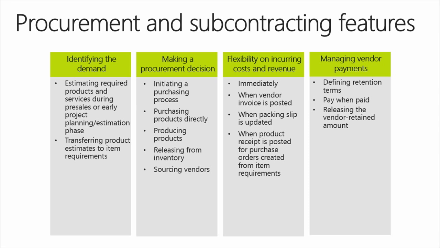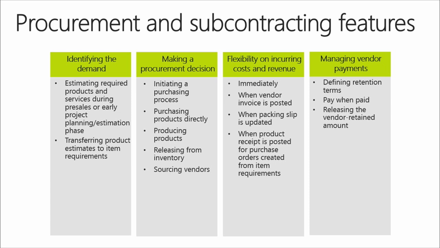From there, you can make a procurement decision. You can initiate the purchasing process through creating a purchase requisition and send it to sophisticated purchasing workflow. You can buy the products directly by creating a purchase order. Or if you're an engineering company, you can even produce the product. If you have manufacturing-based company, you can basically produce the products that you need. You can also release them from inventory if you have inventory of that items. And you can also source different vendors.